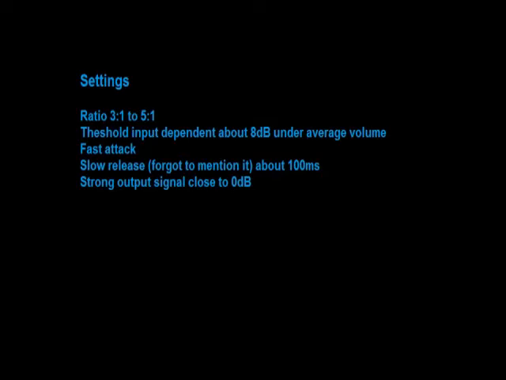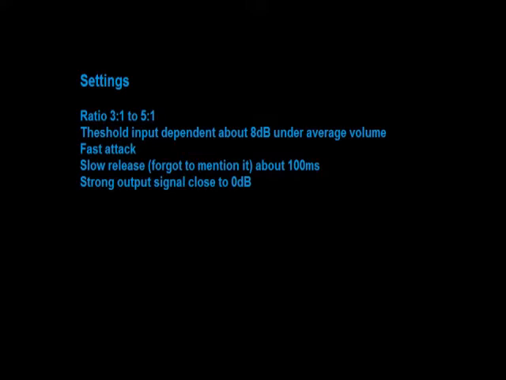But generally, we want the threshold to be about 8 decibels under the average volume of your input signal. We want a fast attack, but not instant. We want to compress every word. We don't want to be compressing every single segment of each word. And we want the output gain just to be a nice, strong signal to be sent into the limiter.